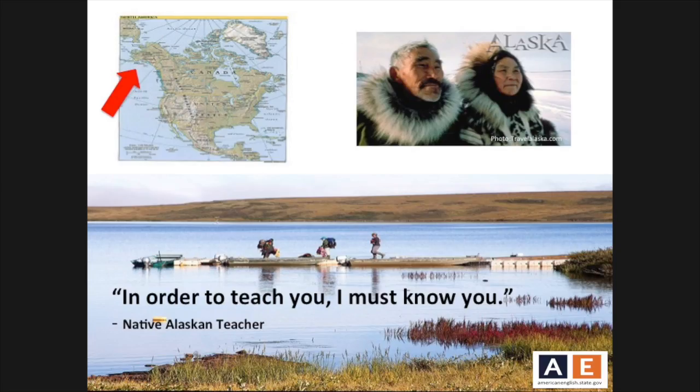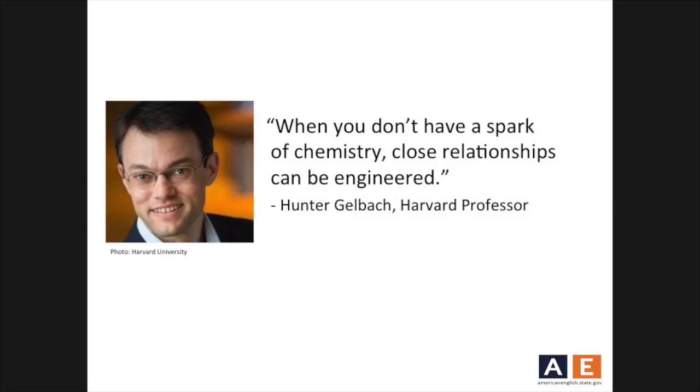A native Alaskan teacher said, "In order to teach you, I must know you." To be able to teach students, you need to know who they are, and that depends on relationships. Sometimes teachers and students develop a relationship naturally, but you probably know that good relationships do not develop automatically with every single student. Sometimes it takes hard work on the teacher's part.